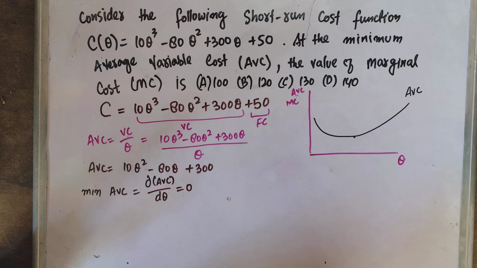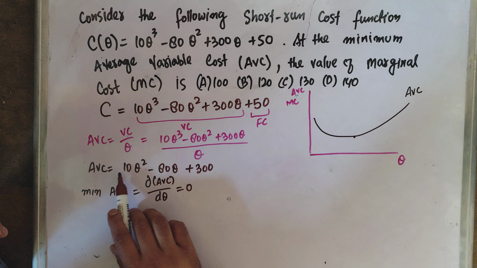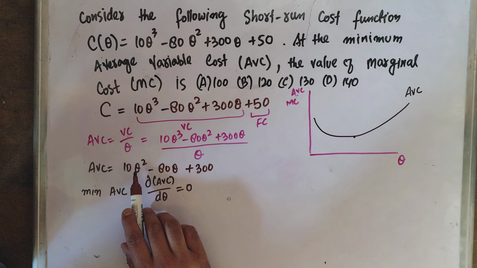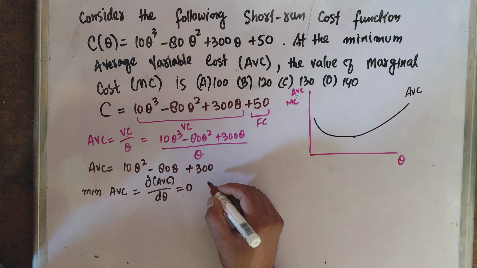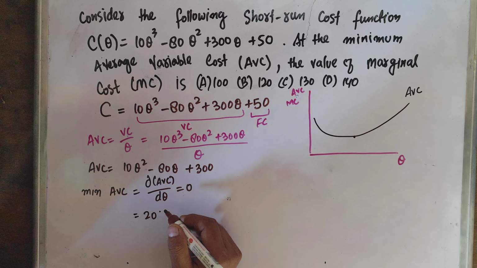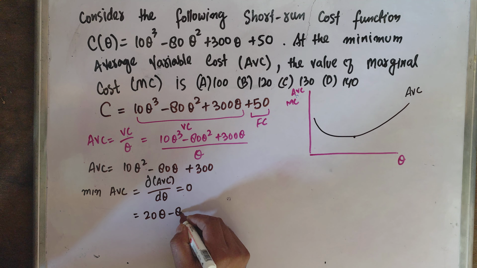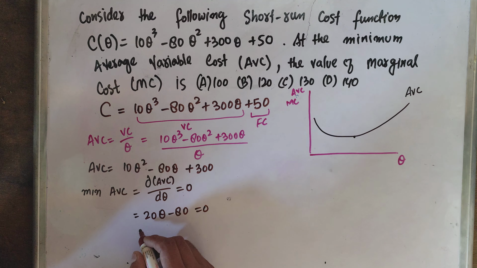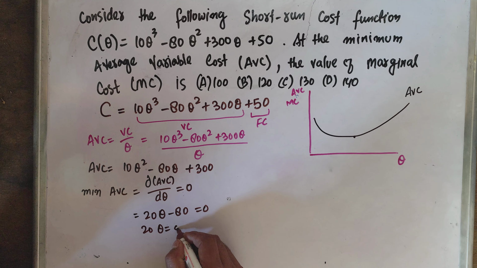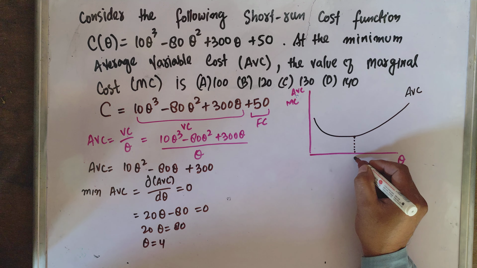That means the derivative of average variable cost with respect to output should be equal to 0. Minimum means that very point where slope is equal to 0. So we need to differentiate this average variable cost with respect to output. Derivative of q^2 is 2q, so we get 2 into 10 which is 20q. Derivative of q in the second term is 1, we are left with 80, and derivative of a constant is 0. Solving for q, we get 20q = 80, dividing both sides by 20, q will be equal to 4. So the minimum point of AVC comes at the output level of 4.